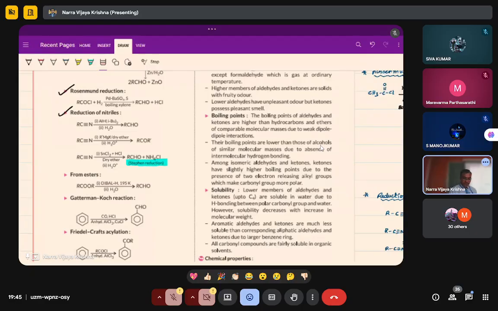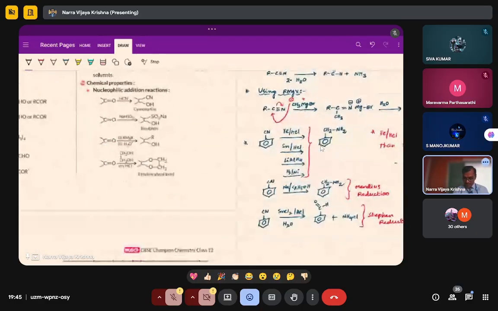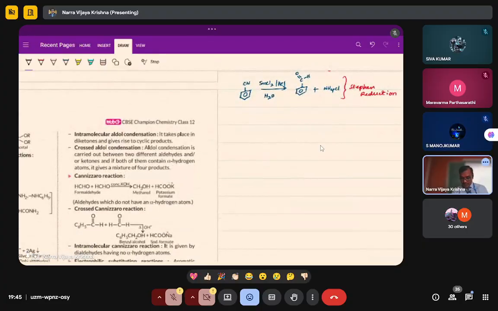What is it? Reduction of esters. Again, what have you used? DIBAL-H only. Here also DIBAL-H only, no? Diisobutyl aluminum hydride, followed by heating, followed by hydrolysis. So esters are converted to aldehydes. Right? So I'm writing the same. Reduction of esters.